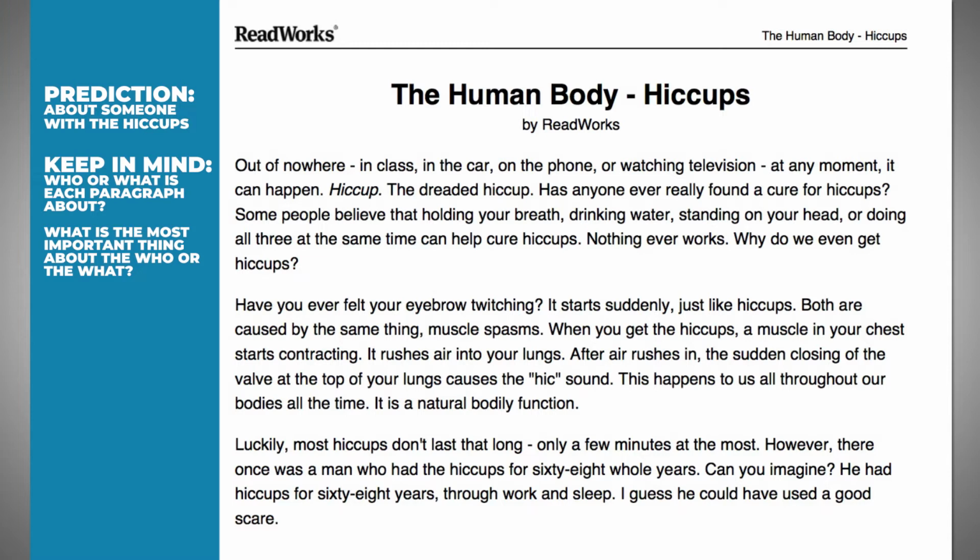However, there once was a man who had the hiccups for 68 whole years. Can you imagine? He had hiccups for 68 years through work and sleep. I guess he could have used a good scare. Well, my prediction that the whole passage would be about someone who has the hiccups isn't correct. This is an article about the hiccups.